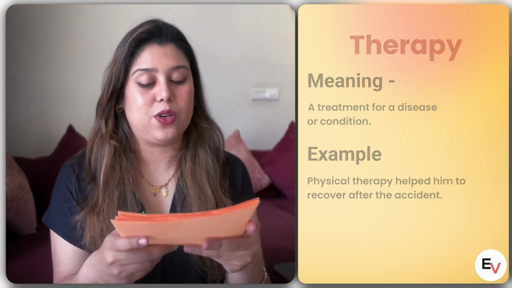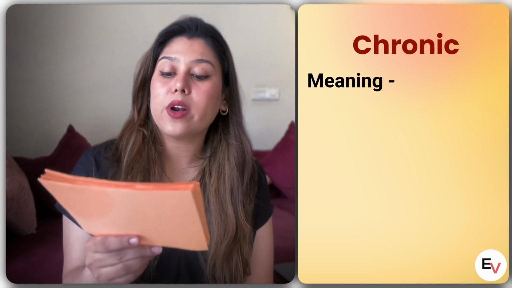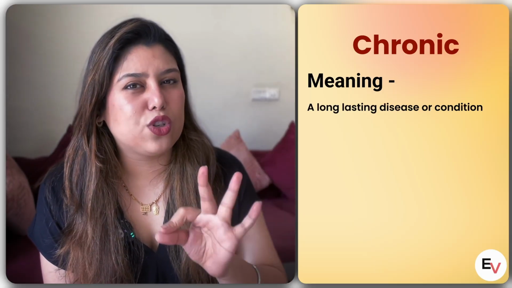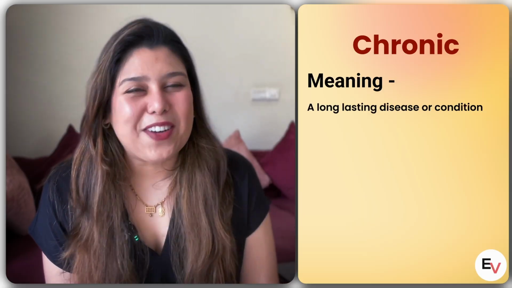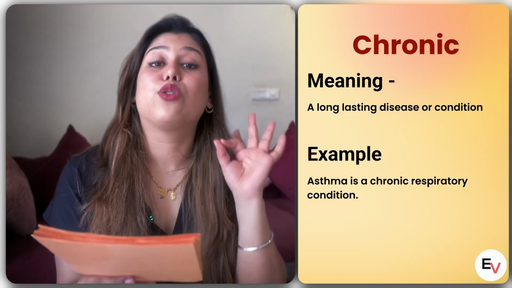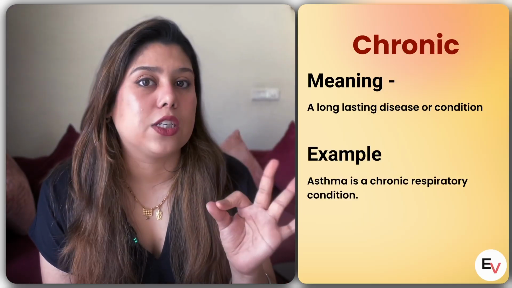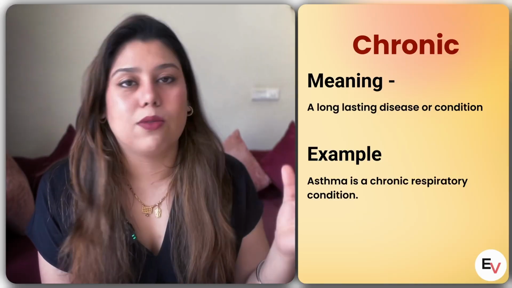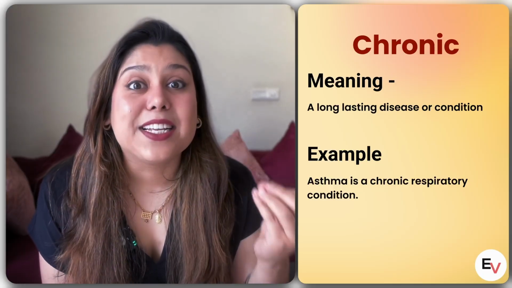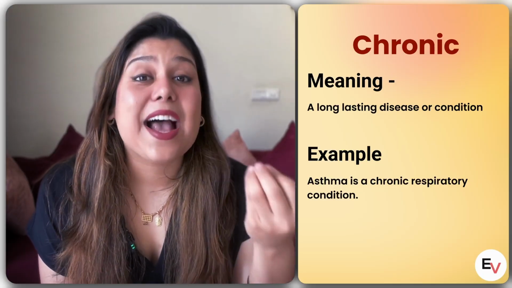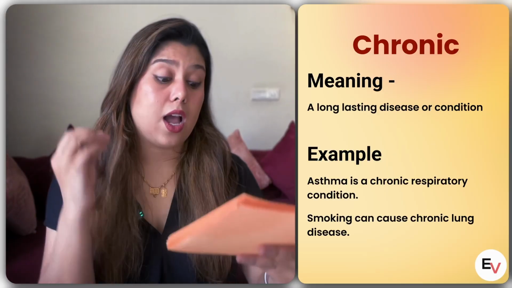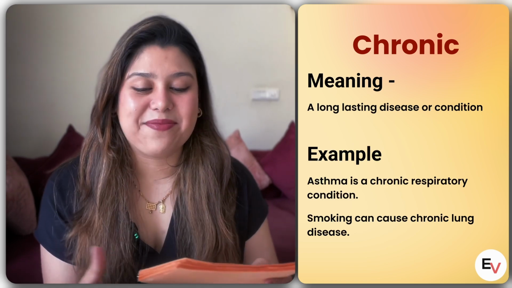Moving on to your next word, which is chronic. Repeat after me. Chronic. Now, chronic means a long-lasting disease or condition, something which does not go away quickly. For example, asthma is a chronic respiratory condition. The pronunciation is not asthma or asthma or whatever. The pronunciation is asthma. Repeat after me. Asthma. Or let's frame another sentence. Smoking can cause chronic lung disease.